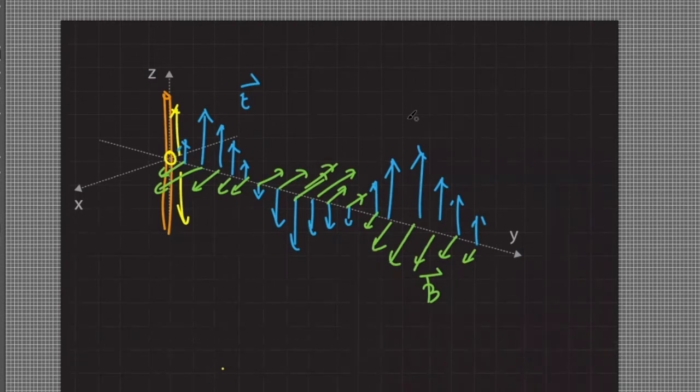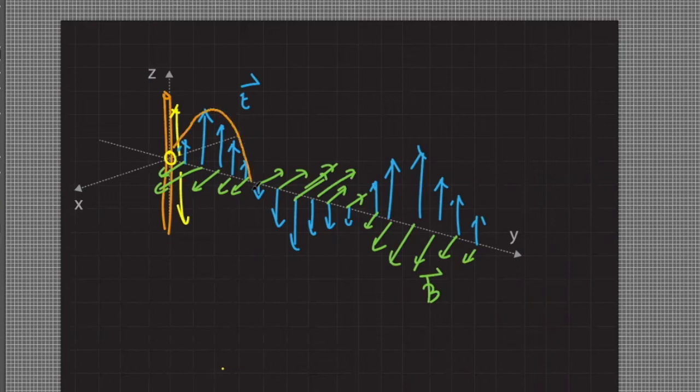To mathematically represent this variation in electric field along this direction, I can simply draw a sinusoidal curve that coincides with this electric field vector. And from there, we try to develop wave equations that are consistent with Maxwell's equations.